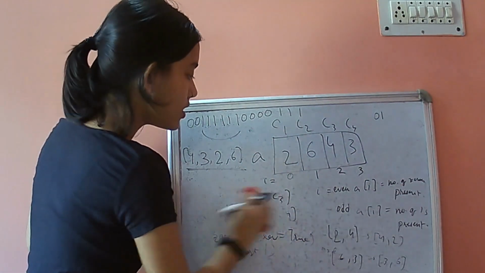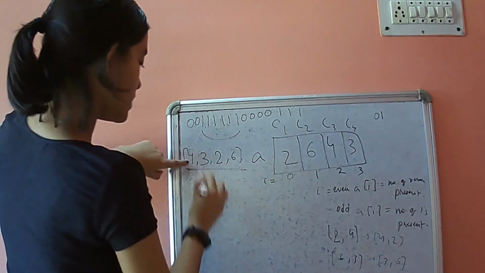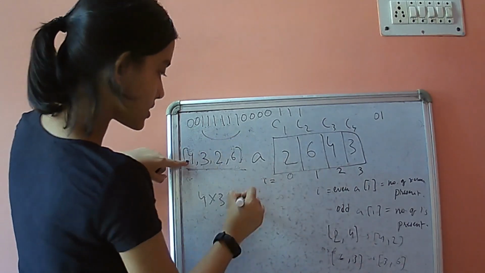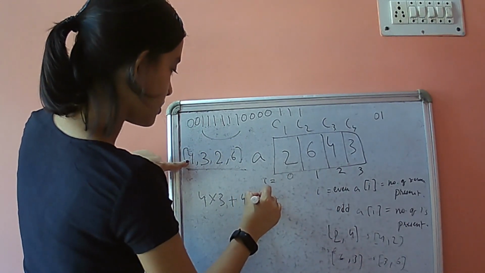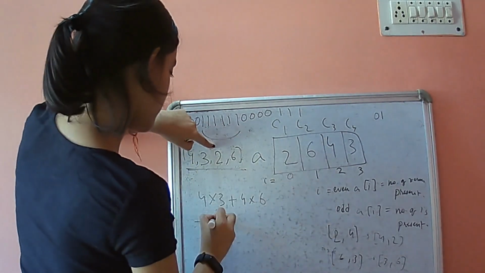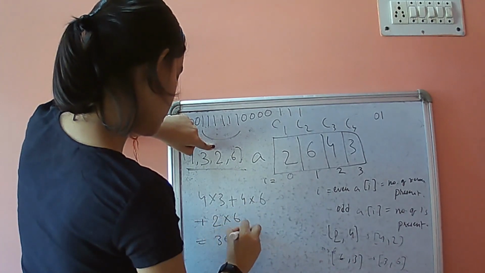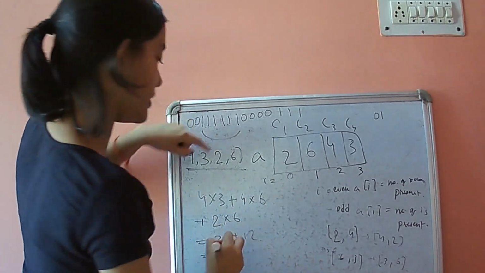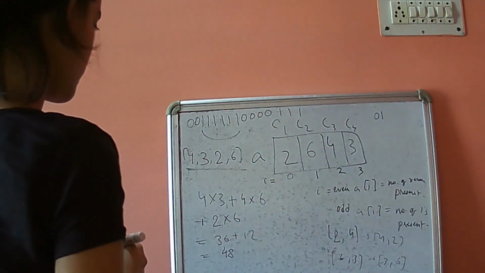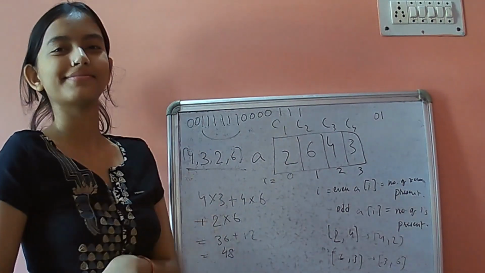And to find the total number, that would be 4 into 3 plus 4 into 6 plus 2 into 6, which is 12 plus 24 plus 12, which is 48. So this is the answer.